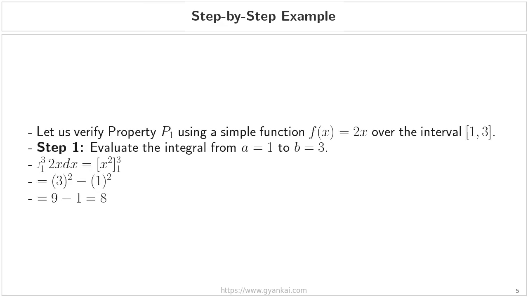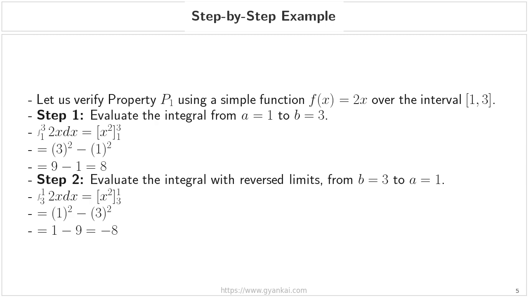Step 1, first we'll evaluate the integral as it's originally written, the integral from 1 to 3 of 2x dx. Now you already know how to do this. The antiderivative of 2x is x squared, so we write that as x squared, evaluated from 1 to 3. That means we need to calculate the value of x squared at 3 and then subtract the value of x squared at 1. So 3 squared is 9 and 1 squared is 1. Therefore, 9 minus 1 equals 8. So the integral from 1 to 3 of 2x dx equals 8. Keep that number in mind.